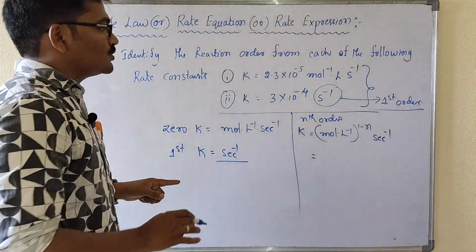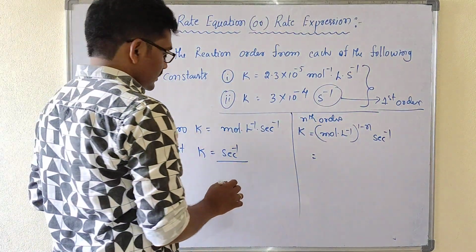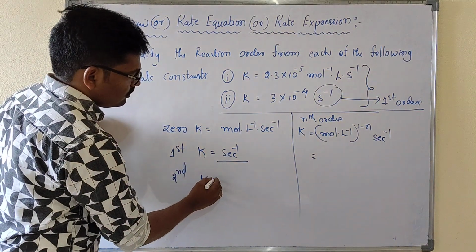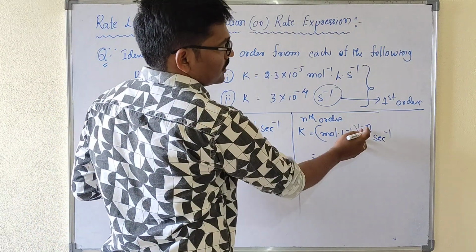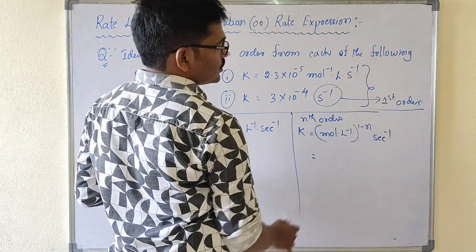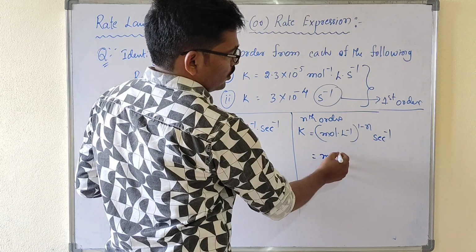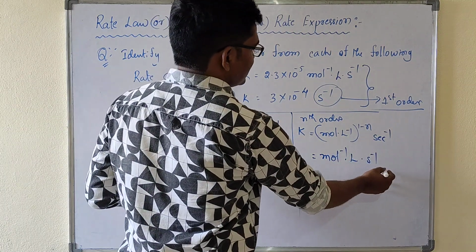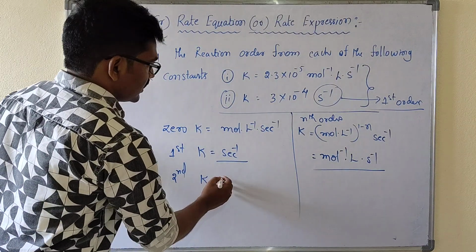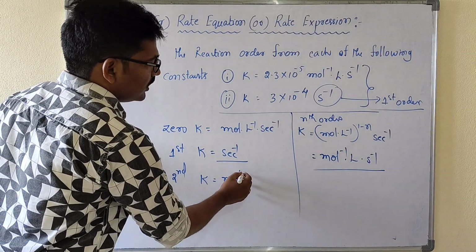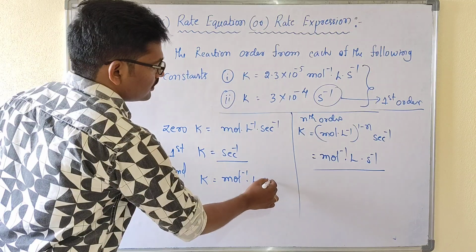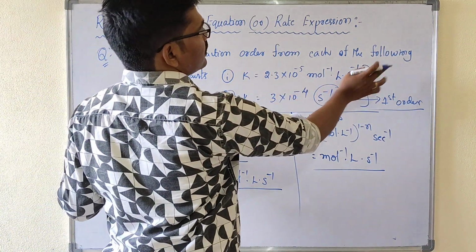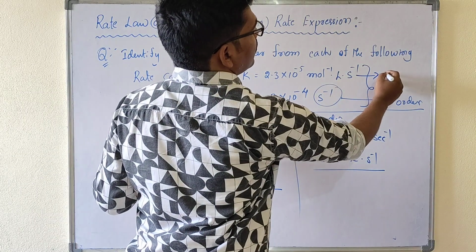Clear? Then next one. In case of second order, let's see if it works out. So k equals, how do we do it for second order? In the place of n you have to take 2, so 1 minus 2, then mole inverse, liter, then second inverse. Yes, exactly. So for second order you can take it as mole inverse, liter, second inverse. So this is second order.